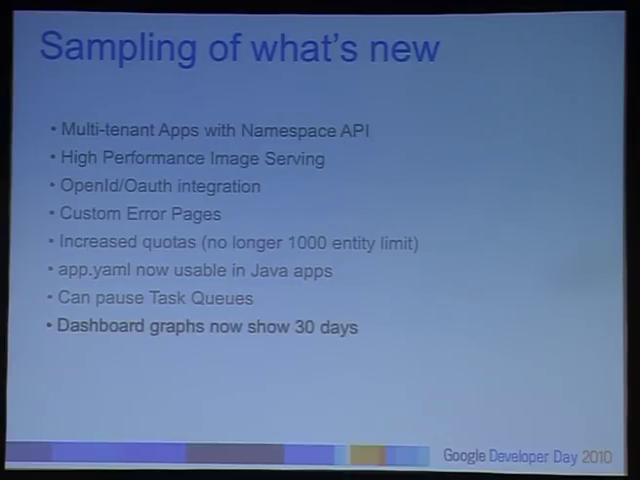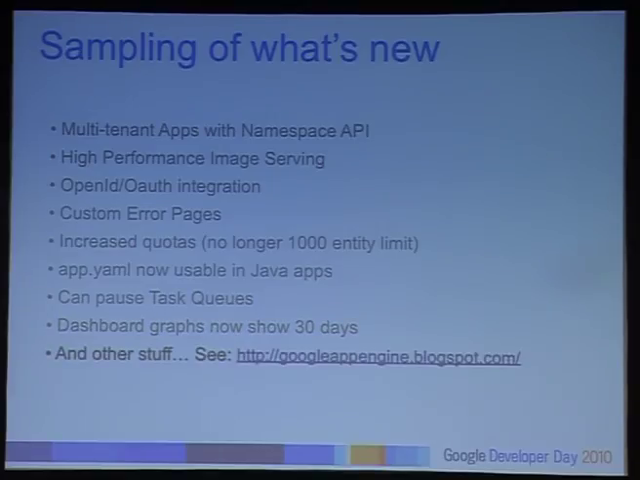We can pause task queues now, and the dashboards show up to 30 days of traffic rather than the 7 days that we used to show. And of course, I really hope that you follow the App Engine blog. That's where we talk about a lot of these features and capabilities. And maybe you'll discover something new.